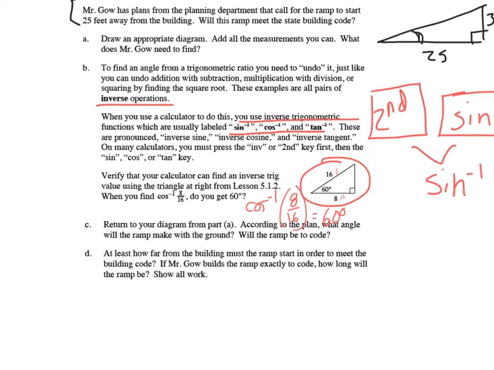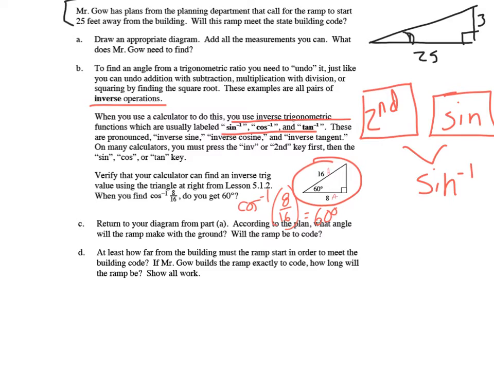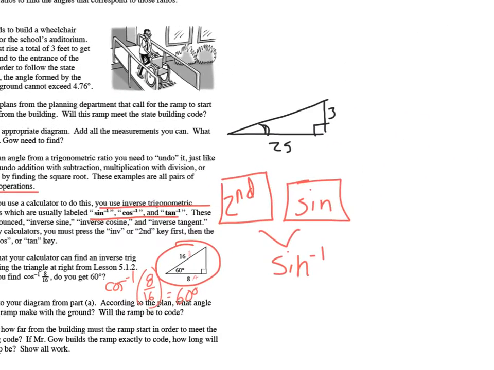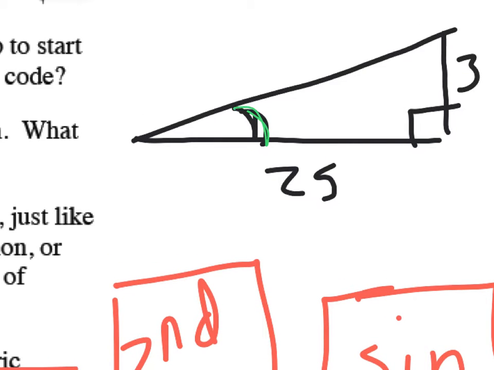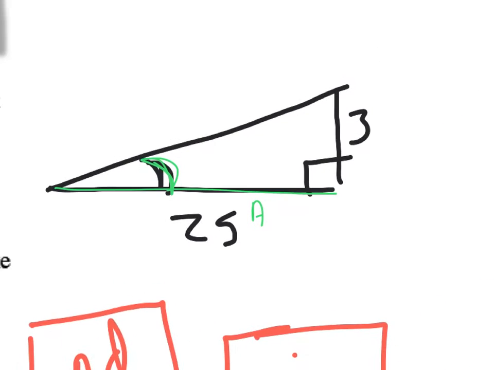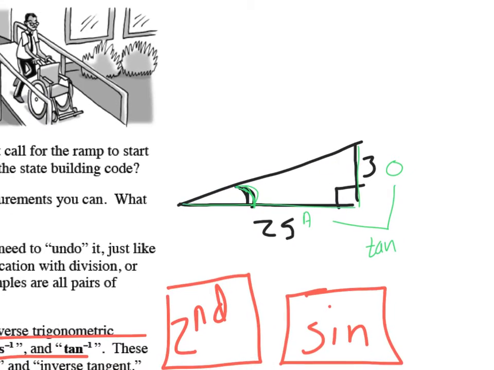So now it says, return back to your diagram from part A. According to the plan, what angle will the ramp make with the ground? So as I look back here, if this is the angle I'm trying to determine, we need to make sure that that is built to code. This leg here would be the adjacent leg to that angle, and this leg here would be the opposite side. So what trig ratio uses opposite and adjacent? Opposite and adjacent is used by the tangent function, or the tangent ratio.